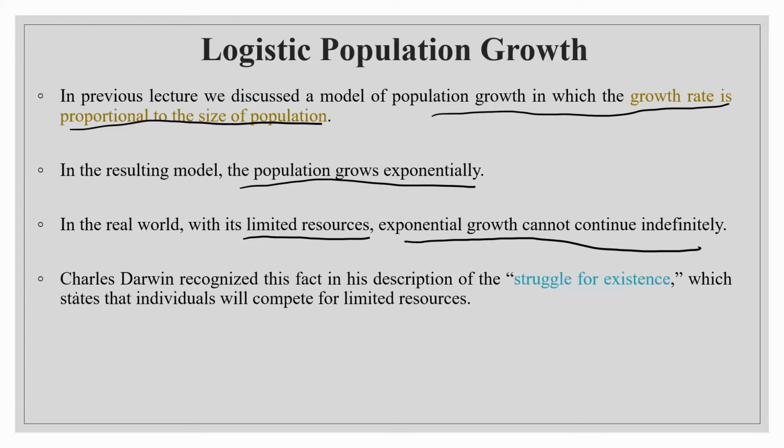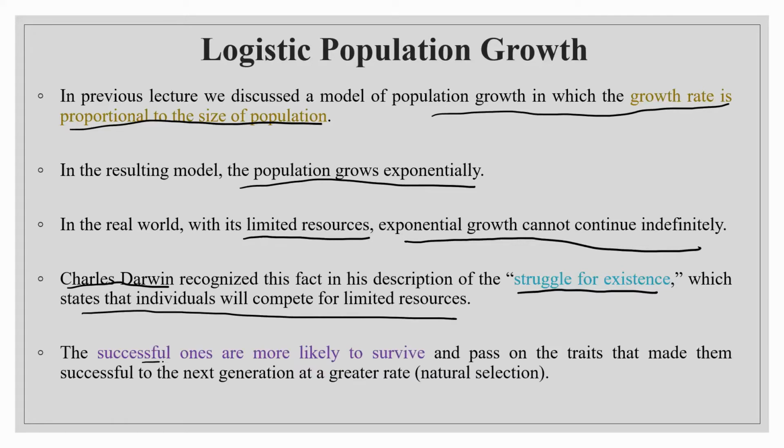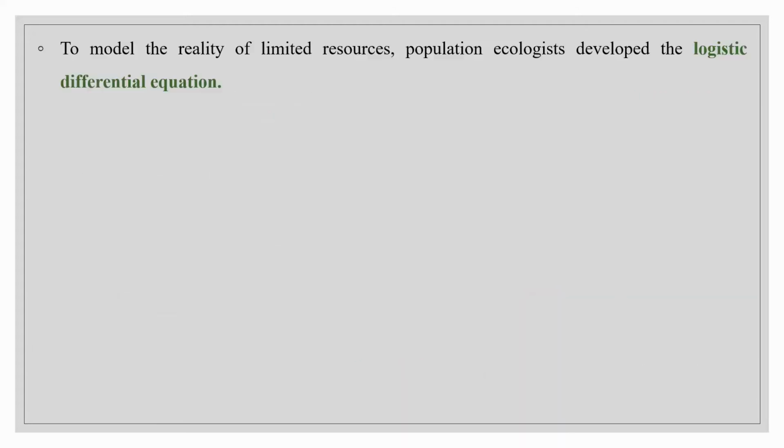Charles Darwin was the first to recognize this fact, and in his description he wrote of the struggle for existence, which states that individuals will compete for the limited resources and the successful ones will be likely to survive and pass the traits that made them successful to the next generation at a greater rate. So this means that exponential growth is not very realistic.